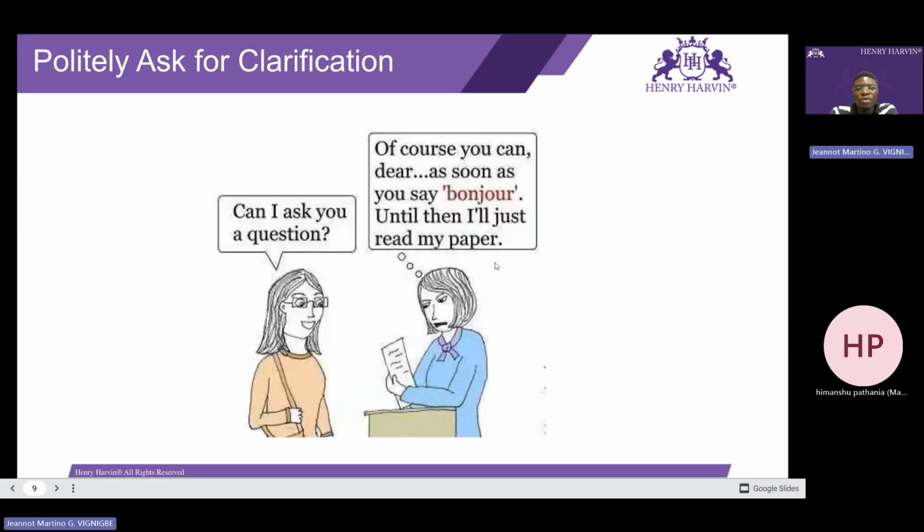Okay, so can I ask you for a question? Or can I ask you a question? Of course you can, as soon as you say bonjour. This illustration shows us that whenever you have to start a discussion with someone in French culture, it always starts with the greetings. You have to greet the person, and once you greet the person, you can ask or start the conversation.